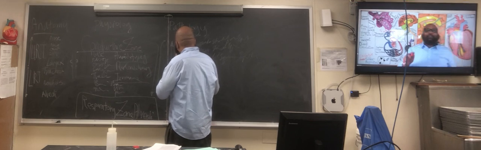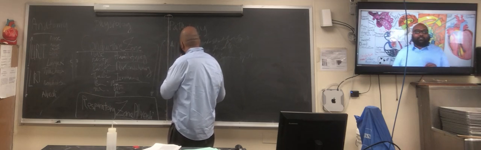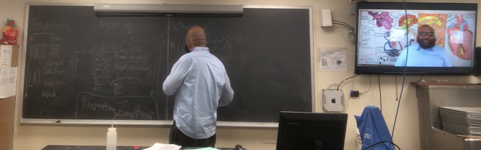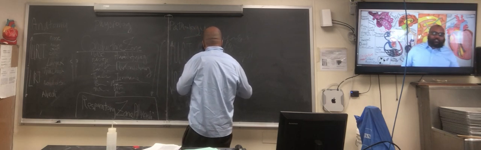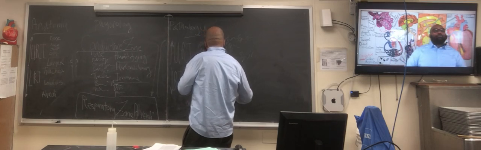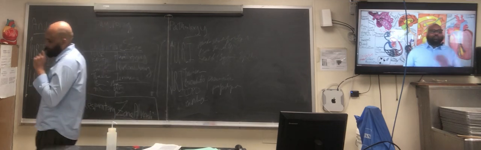So in the lung, I am susceptible to bronchitis. I am susceptible to COPD, chronic obstructive pulmonary disease, or emphysema, or pneumonia. These are diseases that affect the parenchyma of my lungs. So we will talk about them in detail.